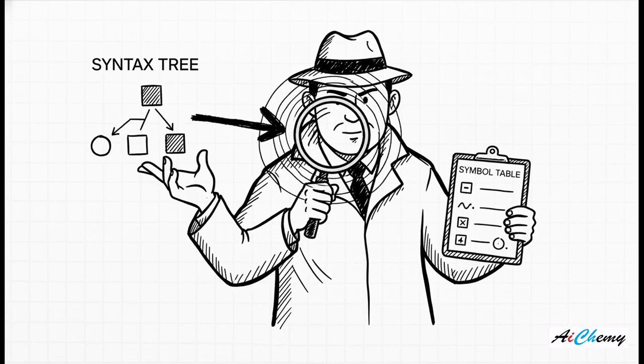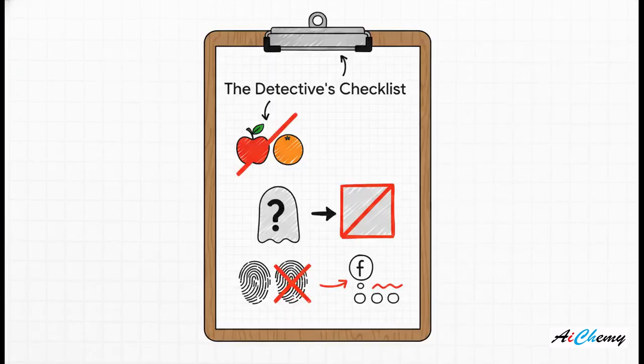I love this analogy. Think of it like a detective. It takes the structure of your program, the evidence, and it cross-references it with a list of all the known facts, which is called a symbol table. This table is just a running list of every variable, every function, what type of data it holds, and where it's allowed to be. So what's on this detective's checklist?